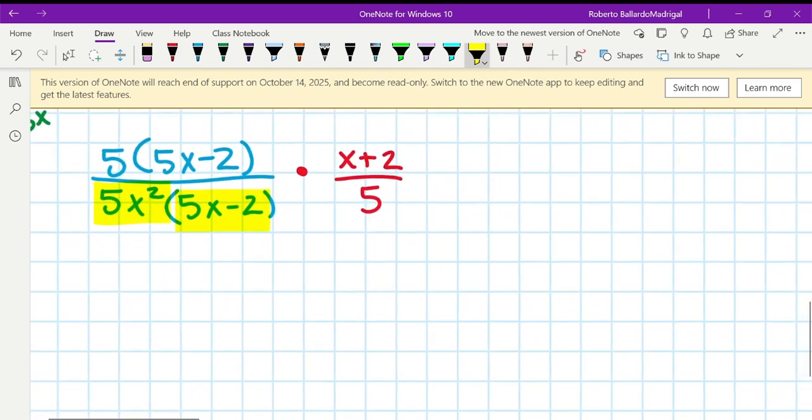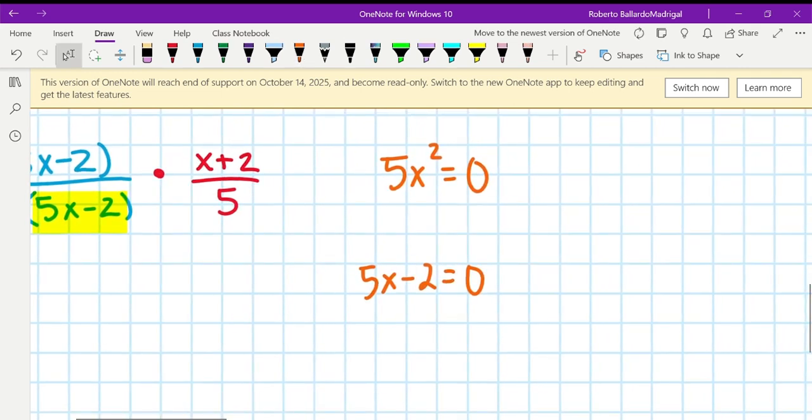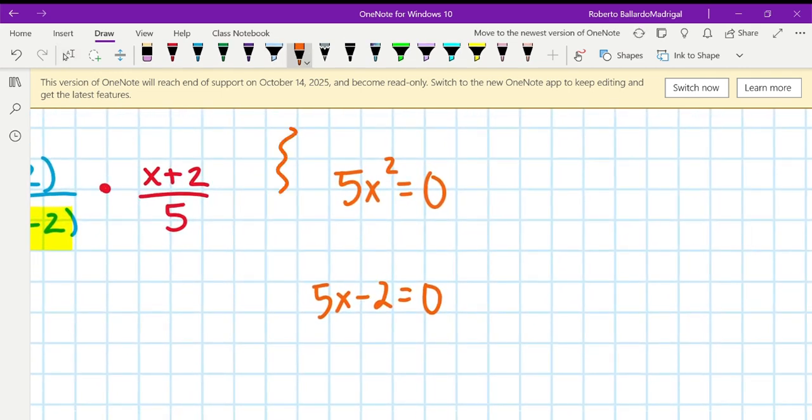To find the EVs, you're going to take each of these factors and set them equal to 0. So we have 5x squared equals 0, and we have 5x minus 2 equals 0. Let's go ahead and solve for x. And let me just do a little break so you guys don't mix that up. 5x squared equals 0. What will x have to equal for the first equation so that we get 0? Anything times this number is going to give you 0. So x has to be 0.